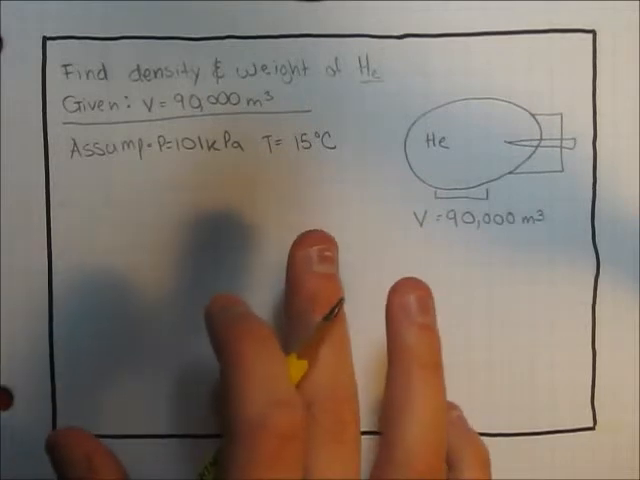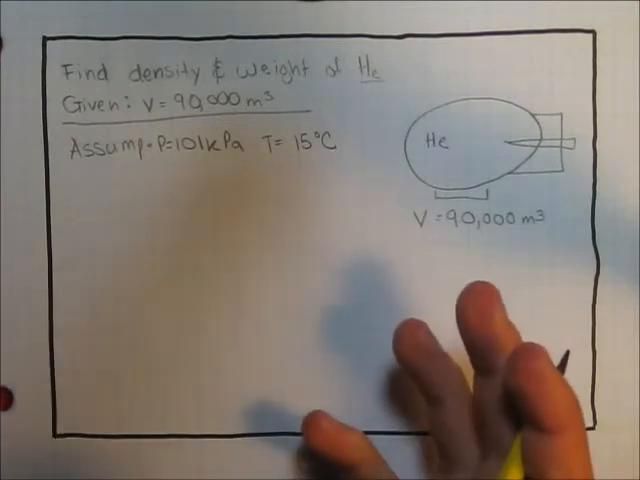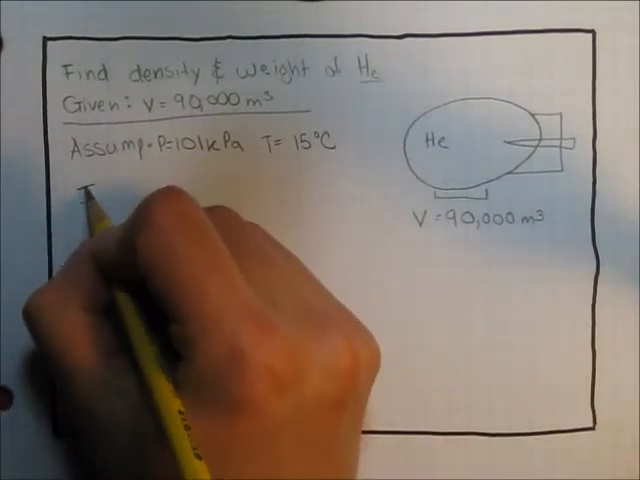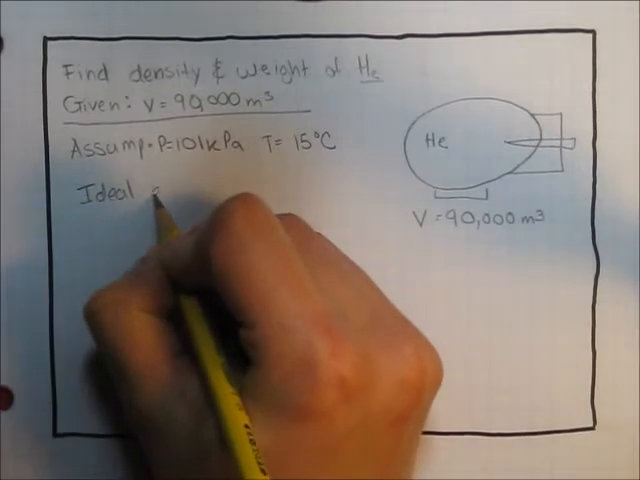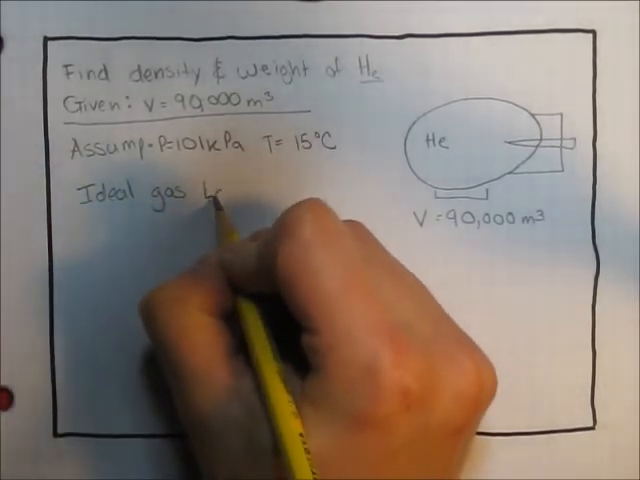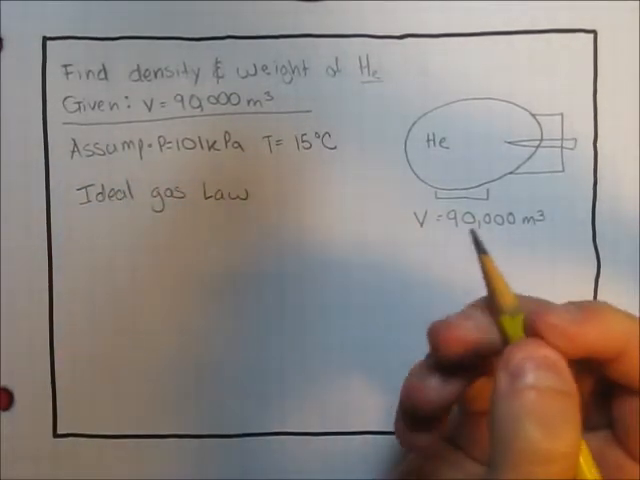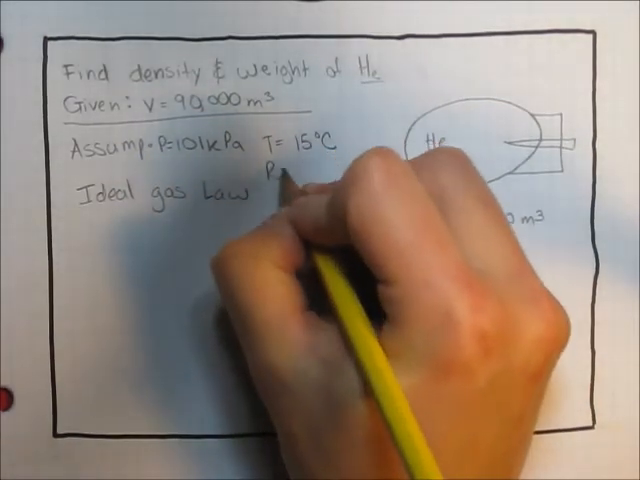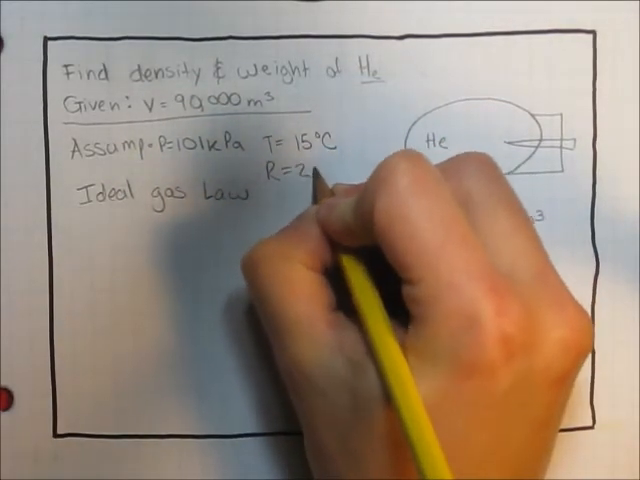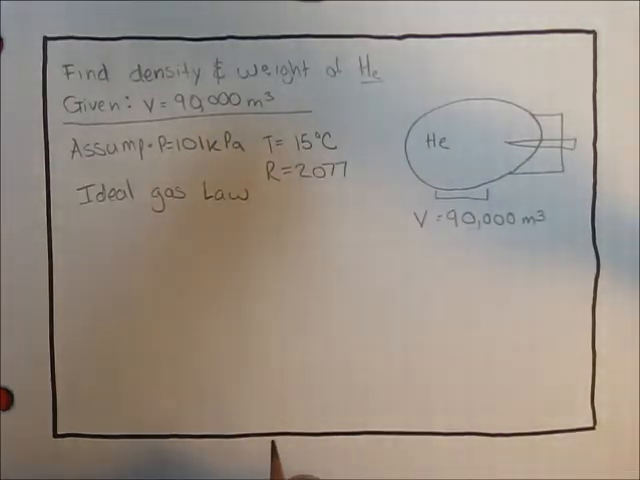Mention any physical laws that we're using. For this problem, we're probably going to be using the ideal gas law. That also means we're going to need the gas constant, and so that's going to be equal to 2077 for helium.